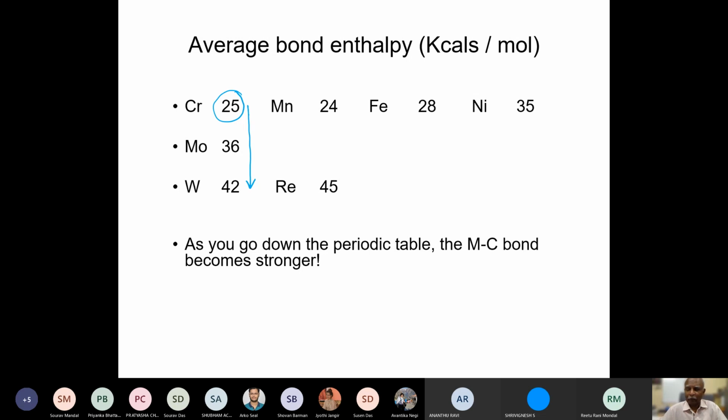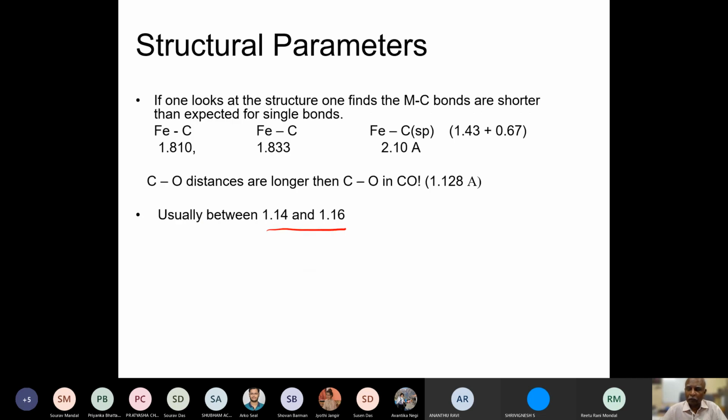So I don't have the value for everything, but in this case you have very nice complexes, so it's easy. Structural parameters, I've already explained this to you. These bond distances are significantly shorter than what you expect. This is the expected value.